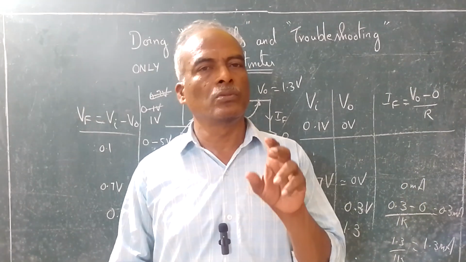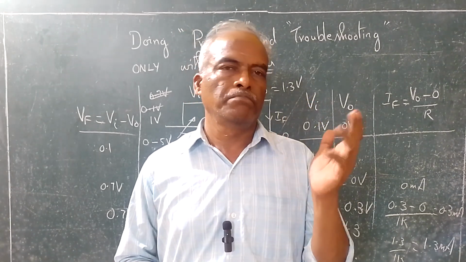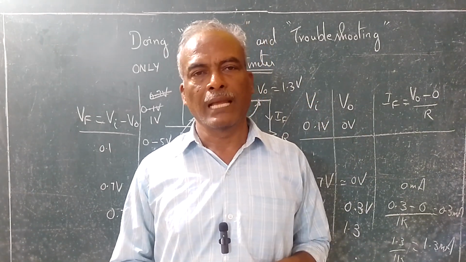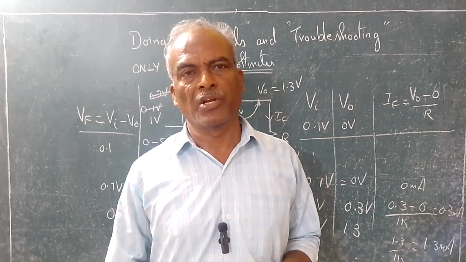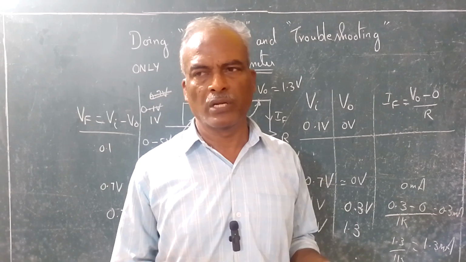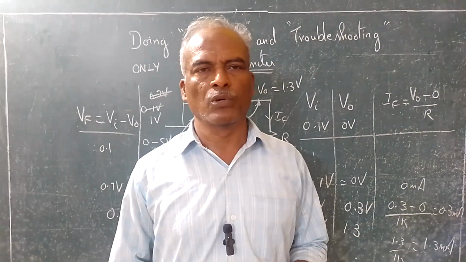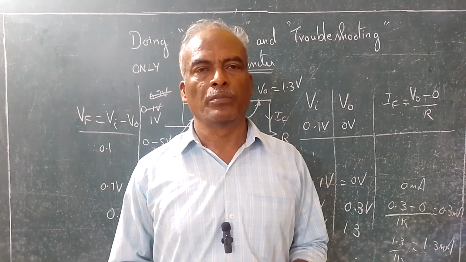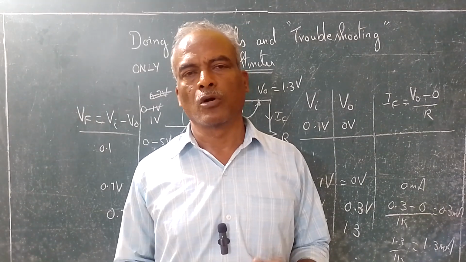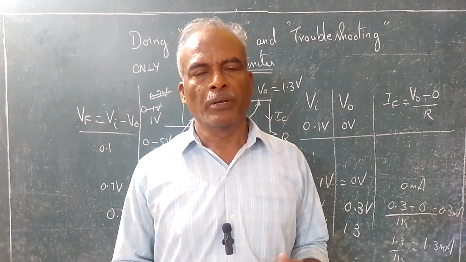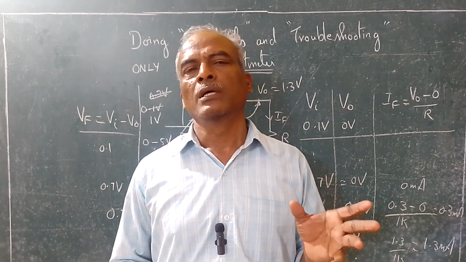Hope you have understood the method of using a voltmeter for doing the lab experiments. The same concept is applied for troubleshooting any kind of television set or any kind of electronic system or equipment. Just by using a good quality voltmeter, we can always troubleshoot what happened with a particular component. Hope you have understood this video of how to use a voltmeter for lab purpose.